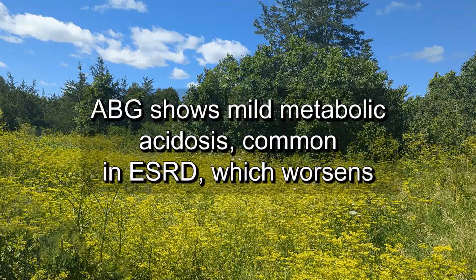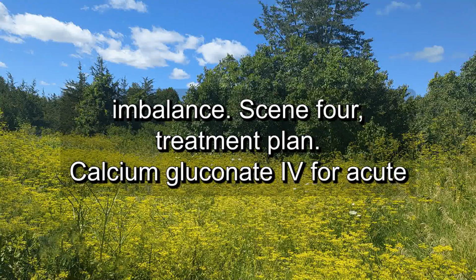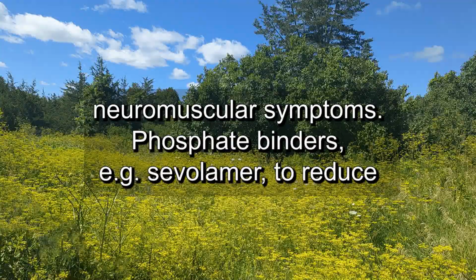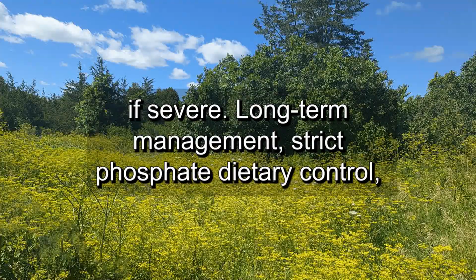ABG shows mild metabolic acidosis, common in ESRD, which worsens calcium phosphate imbalance. Scene 4. Treatment plan. Calcium gluconate IV for acute neuromuscular symptoms. Phosphate binders, e.g. sevelamer, to reduce absorption. Hemodialysis to remove excess phosphate. Correct acidosis with dialysis or bicarbonate if severe.